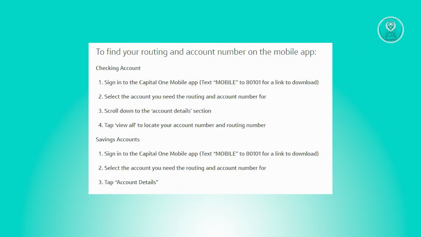Now to access your routing and account numbers through the mobile app, you need to follow the following instructions. Now through your checking account, first thing you need to do is sign in to the Capital One mobile app. Choose the specific checking account for which you require the routing and account numbers. Navigate to the account details section by scrolling down on the app interface, and to find your account number and routing number, tap on View All.